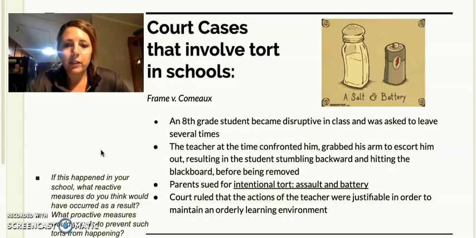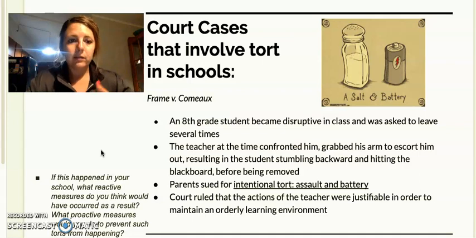So the teacher confronted him, and it sounded like it was a face-to-face kind of a standoff type situation. So the teacher grabbed his arm to escort him out, and among that, the student stumbled backwards and hit the blackboard, the chalkboard, and then was still removed from the classroom.